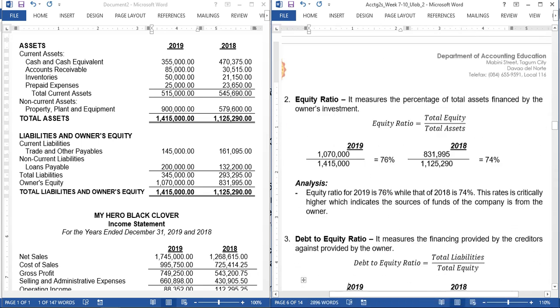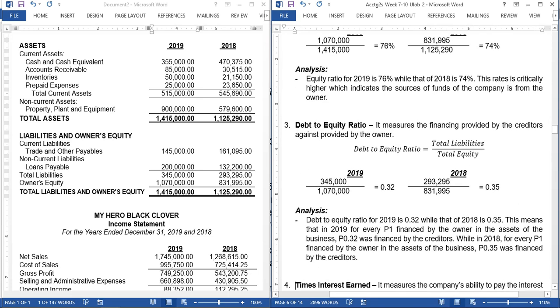Okay. Then debt to equity ratio naman. So this is total liabilities divided by total equity. So it measures the financing provided by creditors against that provided by the owner. So sa creditors na siya 0.32 for 2019 and 0.35 for 2018. So the debt equity ratio for 2019 is 0.32 while 2018 is 0.35.